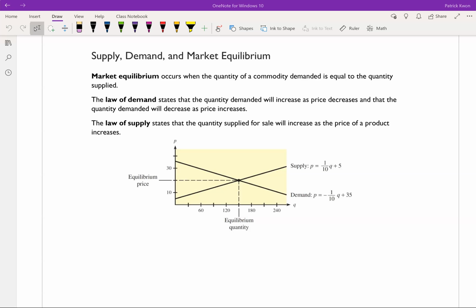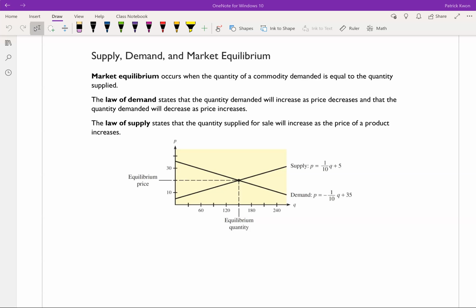So, market equilibrium occurs when the quantity of a commodity demanded is equal to the quantity supplied. That is definitely not happening in the housing market right now. The law of demand states that the quantity demanded will increase as price decreases, and the quantity demanded will decrease as price increases. That should make sense, right?